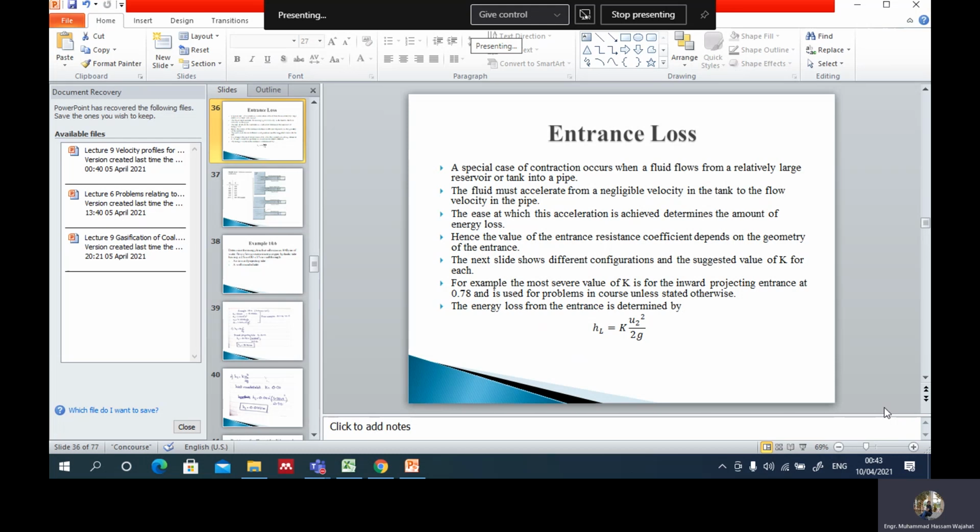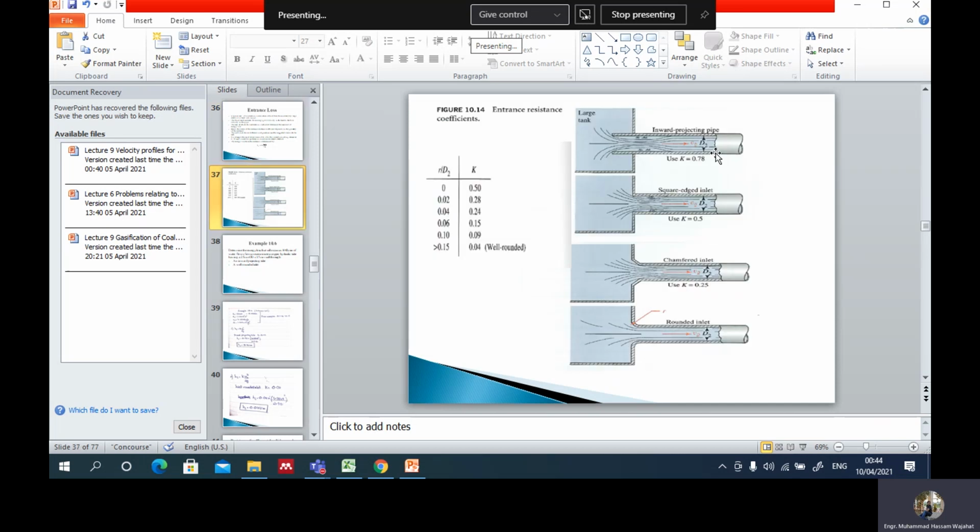Either you need to calculate it or it is usually given. So these were the main fundamentals for the entrance loss, and we can clearly see by the example that HL is equal to K U2 square upon 2G. We can see that it is K. K does not have a value like 1, as was the case in an exit loss.